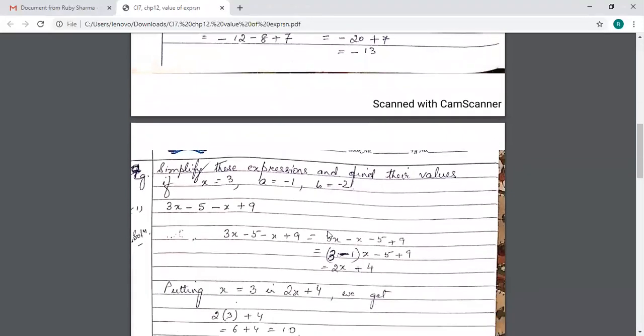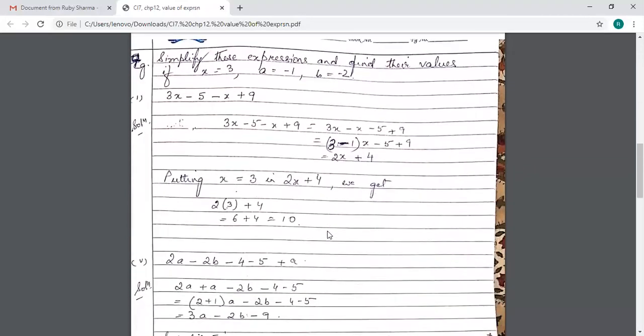Next is simplify these expressions and find the value. So here there are two things you have to do. 2 steps. One is first you have to simplify. And you can simplify only when they are like terms. So you have to be very careful whether there is any like terms in the expression or not.